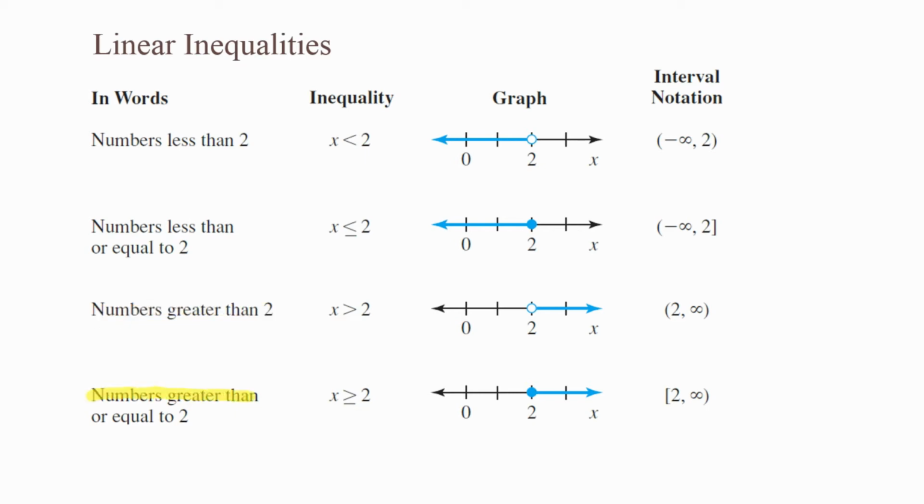Numbers greater than or equal to 2. X is greater than or equal to 2 with the point towards the 2 and a line under your inequality symbol. For our graph, the dot is filled in, but we're still shading to the right. With the interval notation, we have a bracket, 2, comma, infinity, close parenthesis.